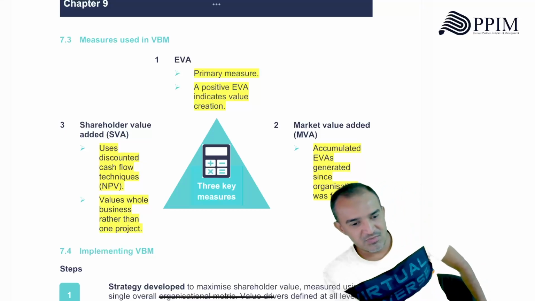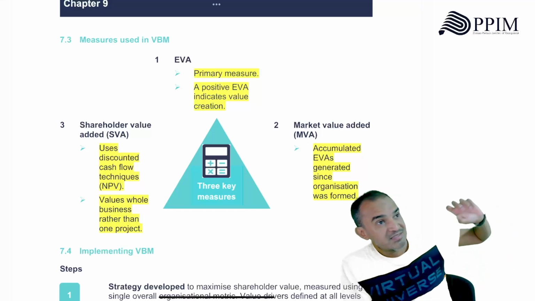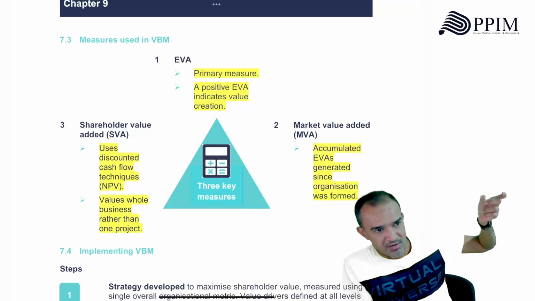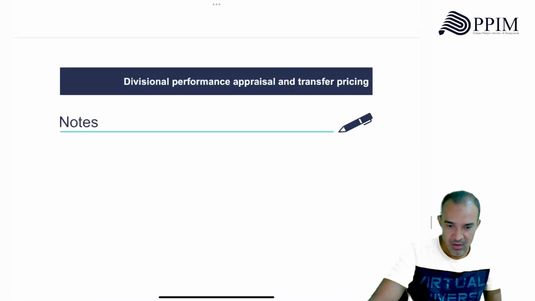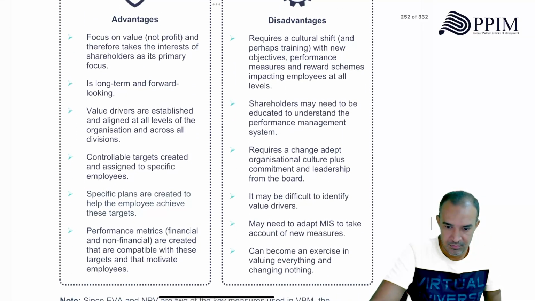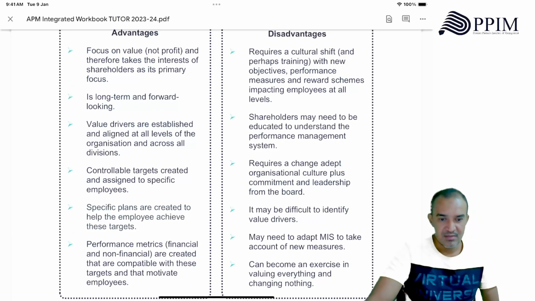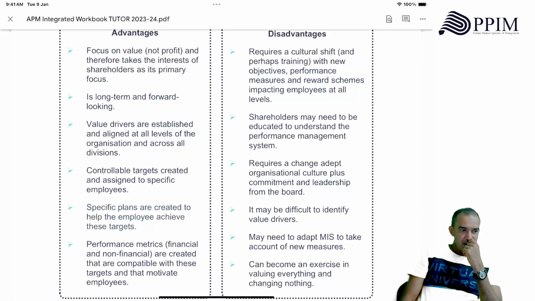EVA, MVA and SVA. Economic value added, market value added and shareholder value added. Market value added is the accumulation of economic value added. Shareholder value added is discounted cash flow. That's why I always say theoretical knowledge on APM is very important. Basically, the technical content, yeah.